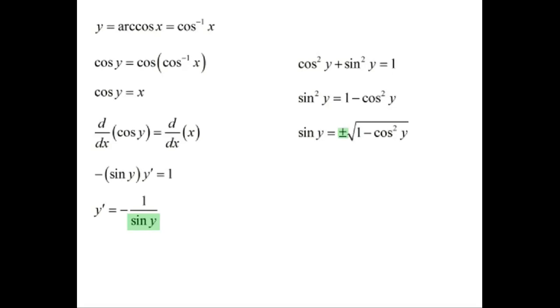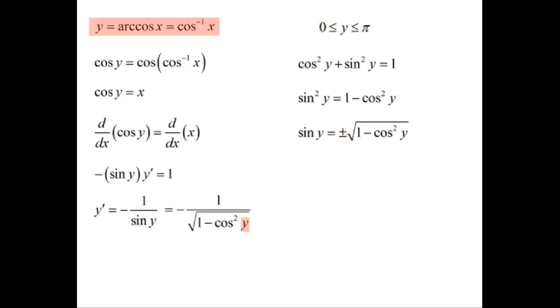In order to choose which one to use, we need to revert back to the definition of cosine inverse. Cosine inverse is defined in quadrants 1 and 2 in the unit circle, in other words, between 0 and pi. In this interval and in these quadrants, sine of y attains a positive value, so it makes sense to use the positive expression.